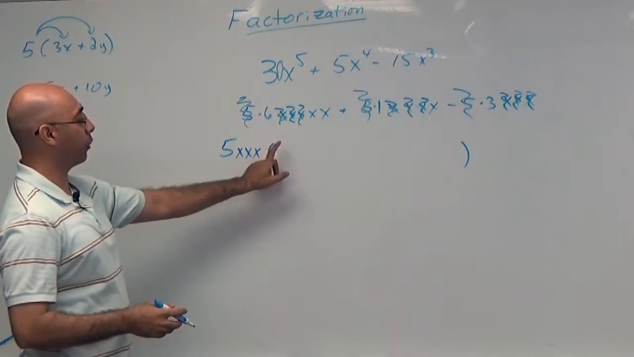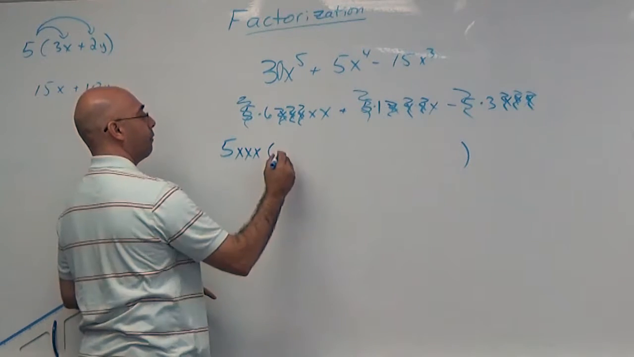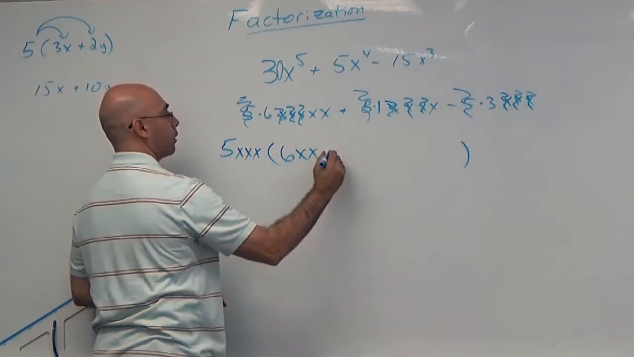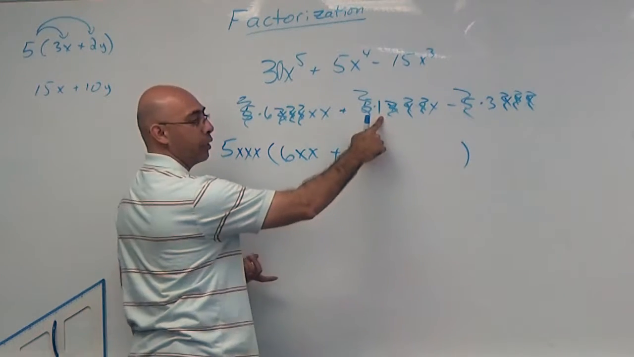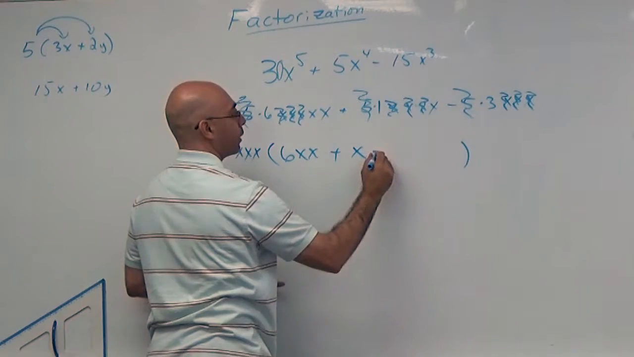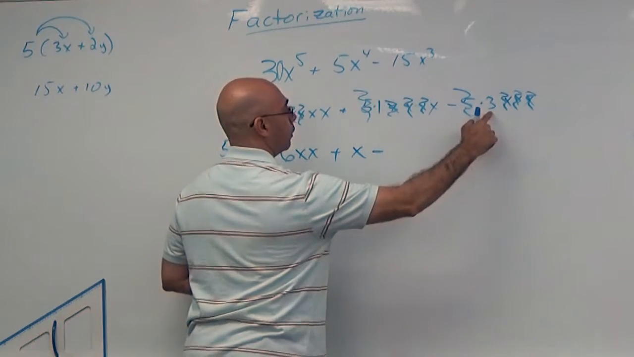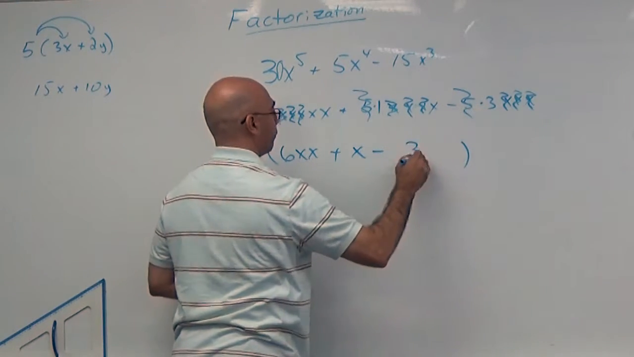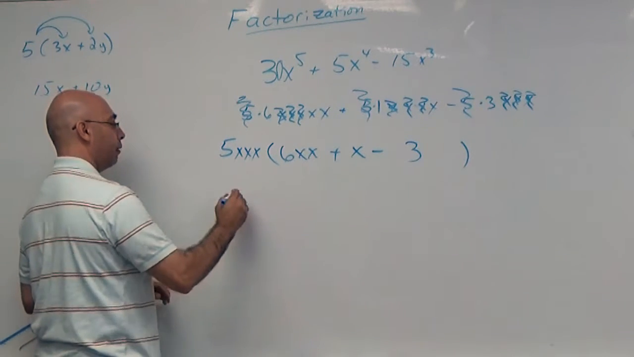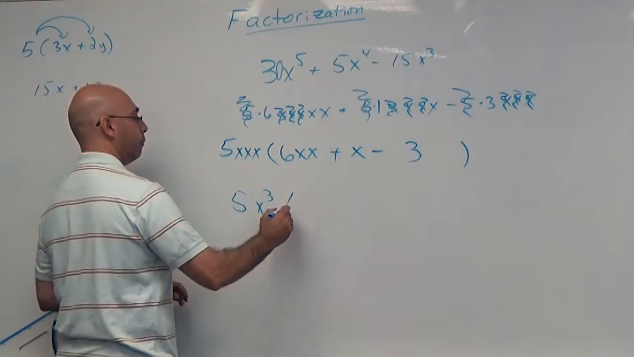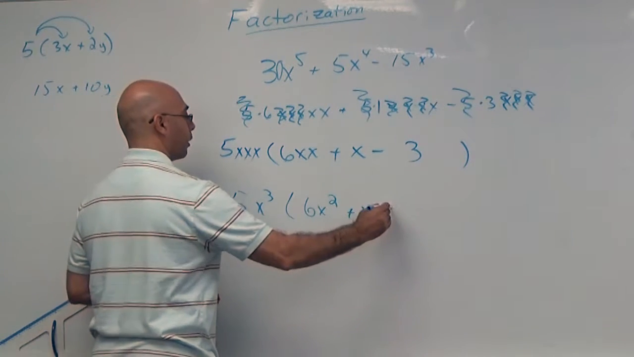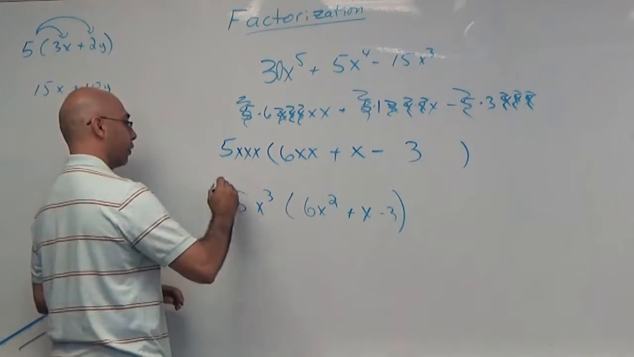And what I'm left over, here I have a 6, and how many x's? Plus, I have a 1, but I don't need to write the 1, do I? So I just write the x, minus, what do I have left here? The 3. So your final answer when I actually do the work is 5x to the 3rd power times 6x to the 2nd power plus x minus 3. I just factored it.